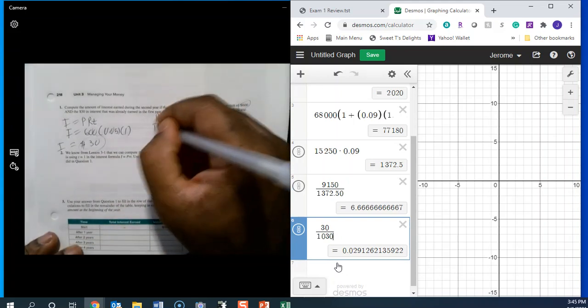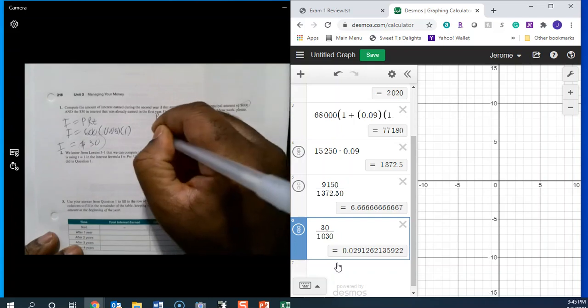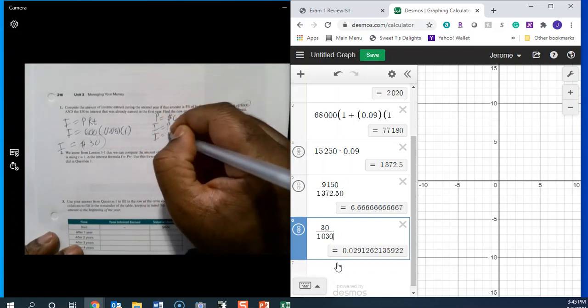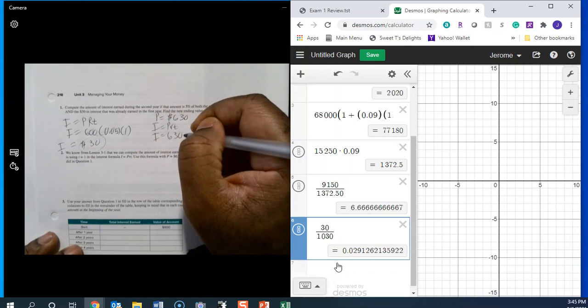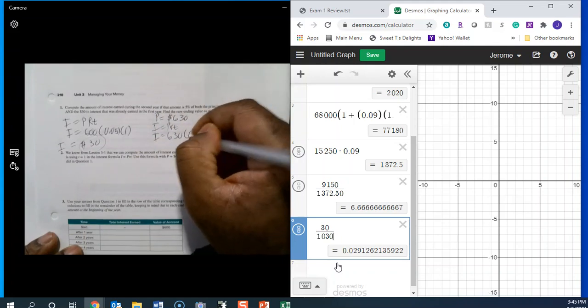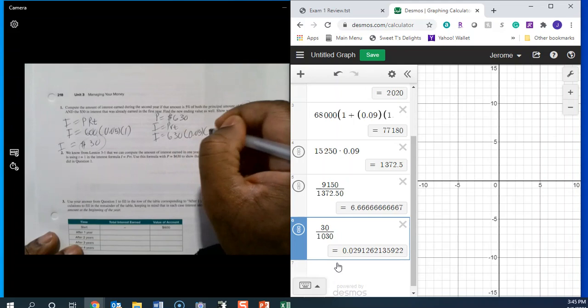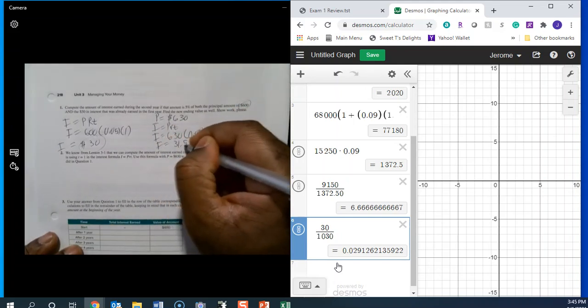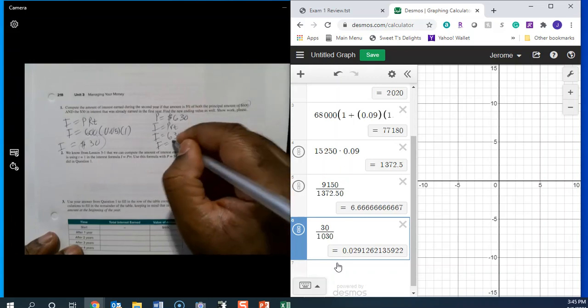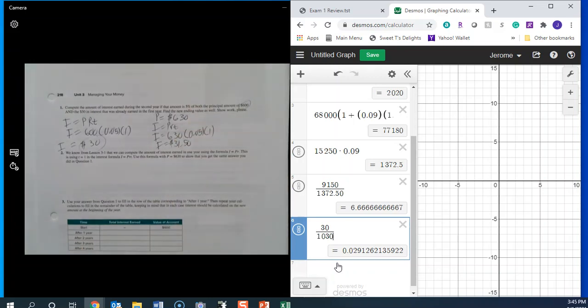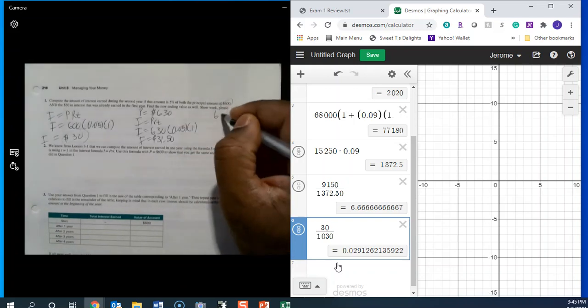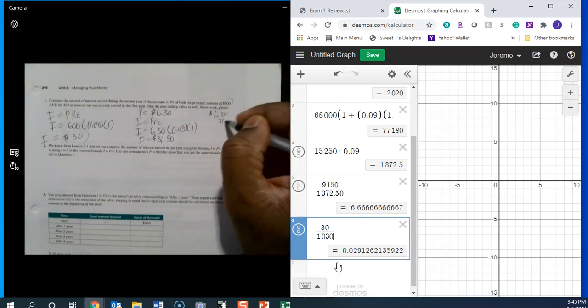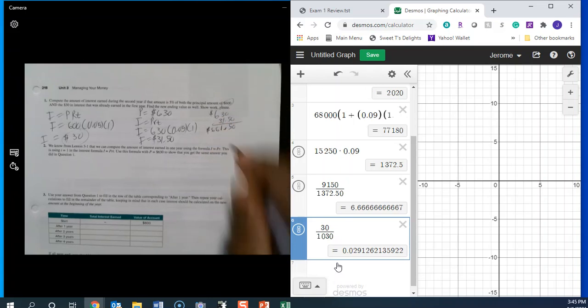Now we'll use the same formula, but this time we're going to substitute in for the principal $630. Then the rate is 5% and it's 1 year. So the interest will be $31.50. So we have to add that to the 630. And this will give us our future value. So it's $661.50.